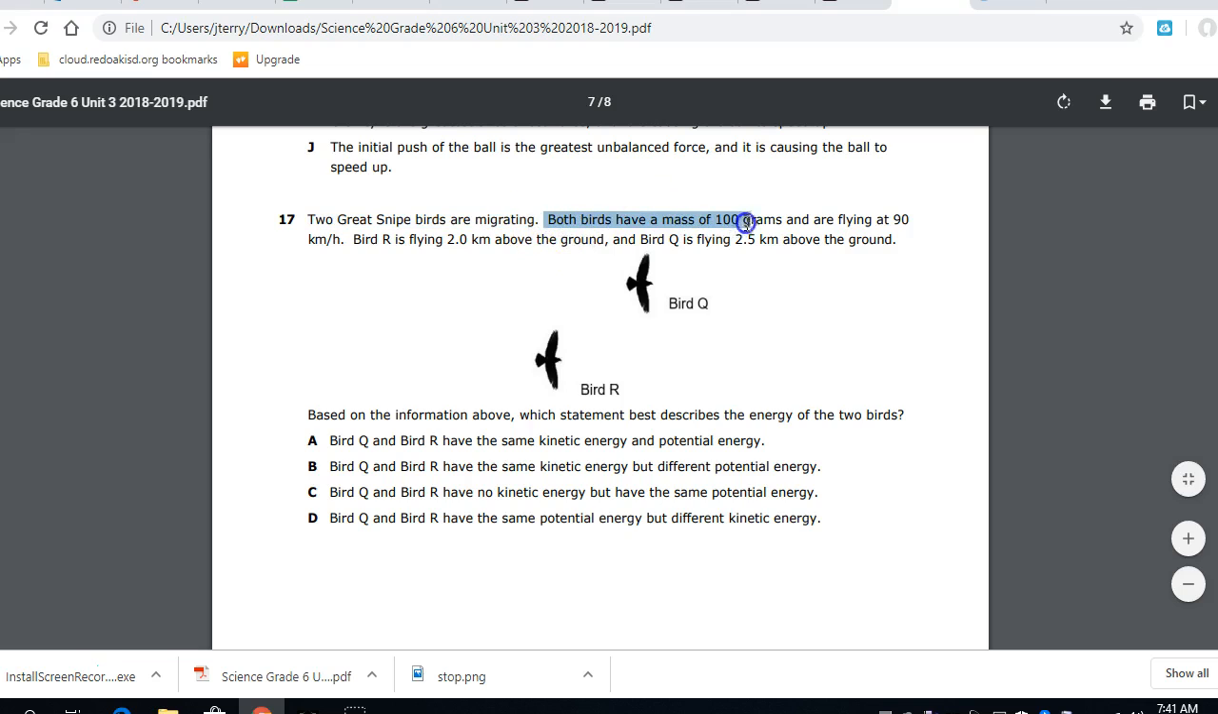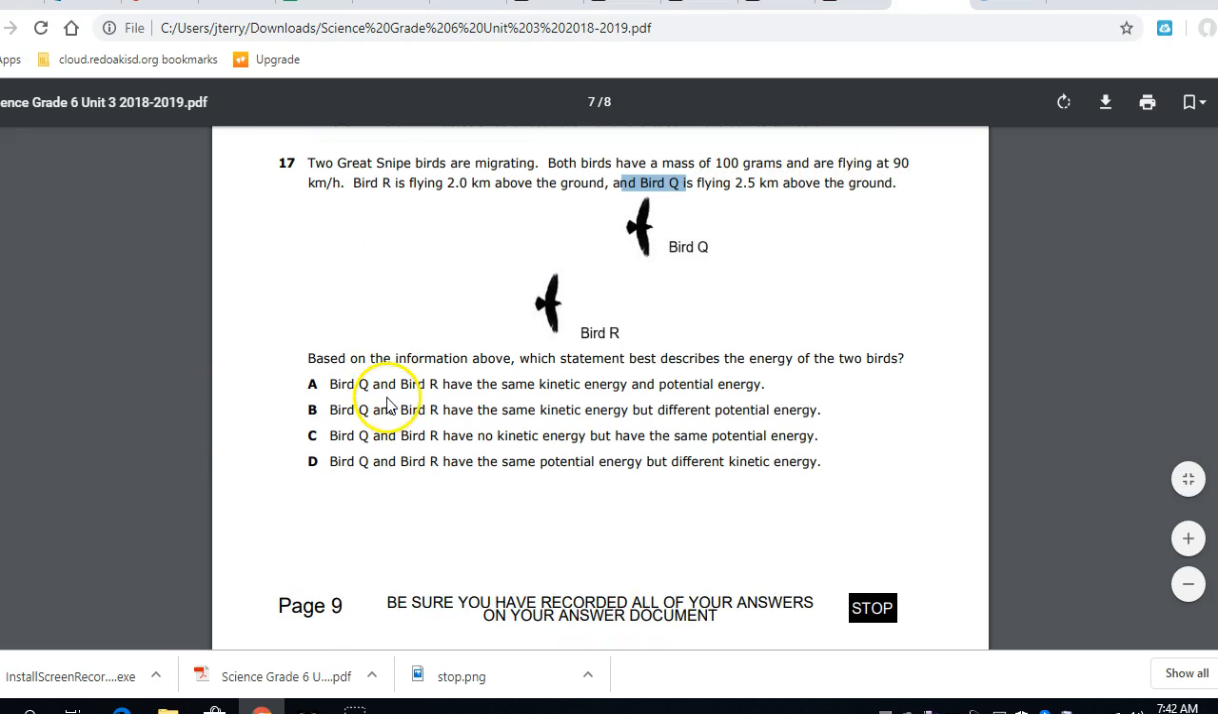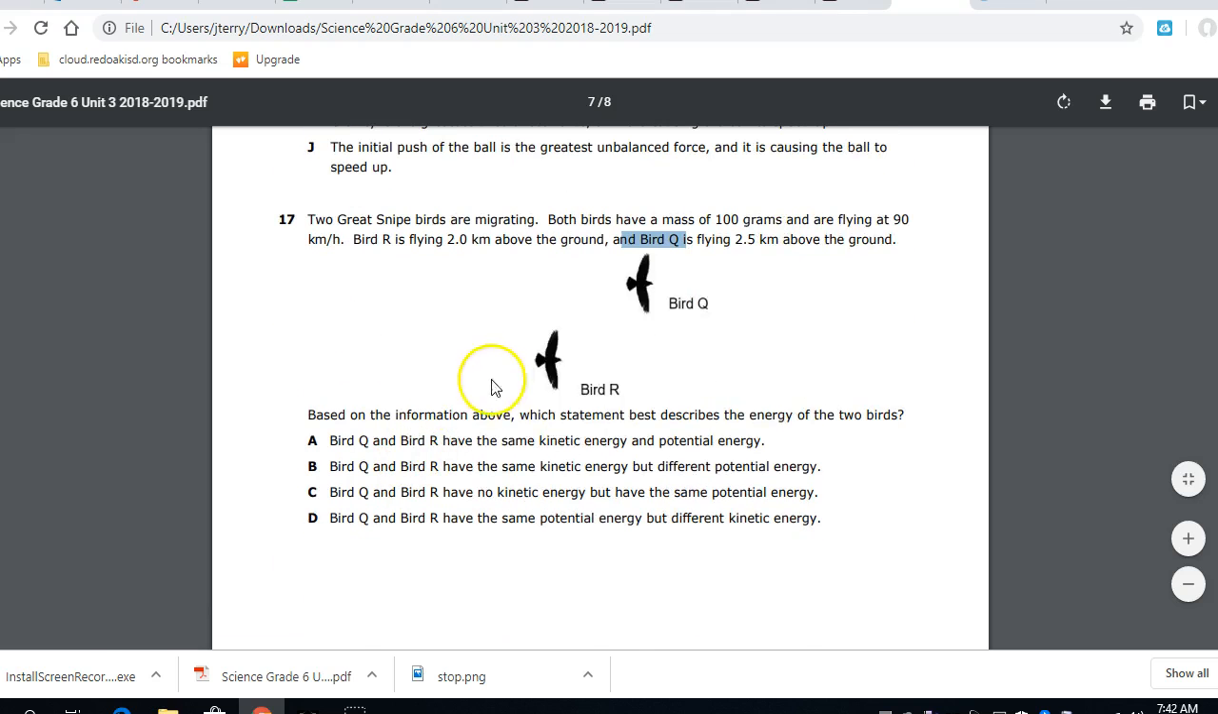Both birds have a mass of 100 grams and are flying at 90 kilometers per hour. Bird R is flying 2 kilometers above the ground. Bird Q is flying 2.5 kilometers above the ground. Based on the information above, which statement best describes the energy of the 2 birds? Really, for this problem, the numbers aren't a whole lot important, just which bird is higher and which bird is lower, okay? Don't get tripped up by this one. Based on the information above, which statement best describes the energy of the 2 birds?